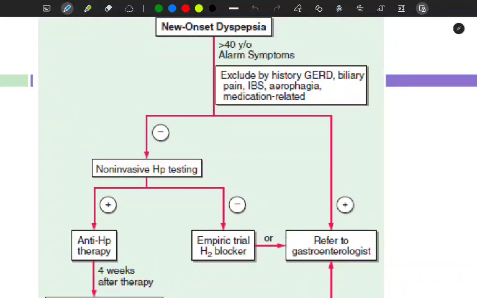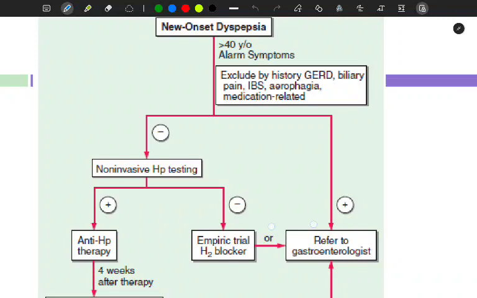Okay, uninvestigated dyspepsia. So with uninvestigated dyspepsia, we look at whether the patient is above 40 and has alarming symptoms. Alarming symptoms like what? Dysphagia. Recurrent infection and bleeding. Okay. GI bleeding, one of them, if there is associated GI bleeding. Vomiting.